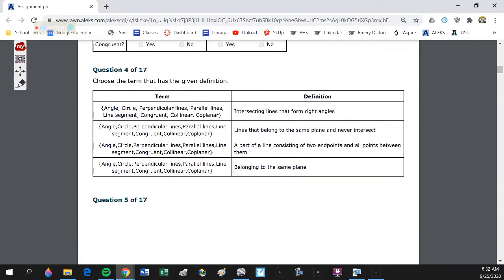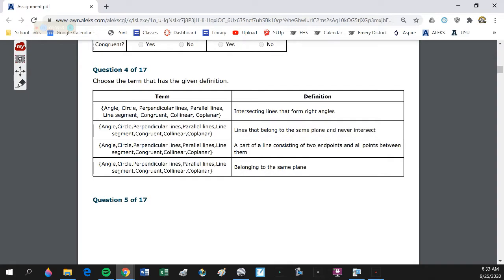So here you have to match the term with the definition. The first definition says intersecting lines that form right angles. What do we call lines that form right angles? Are they angle, circle, perpendicular lines, parallel, line segment, congruent, collinear, or coplanar? If two lines make a right angle, we call those lines perpendicular. So the answer to that one would be perpendicular.